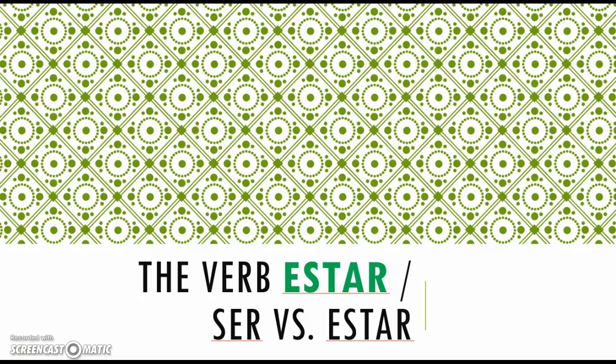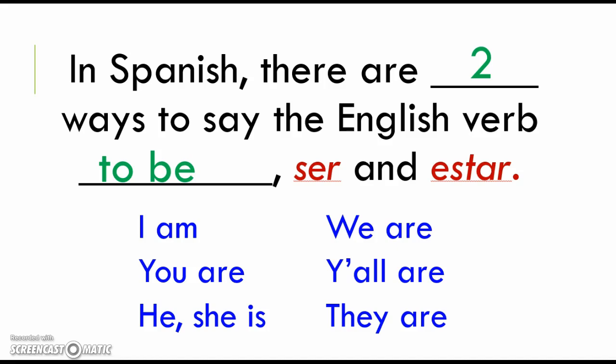Bienvenidos. Hoy vamos a hablar de la conjugación del verbo ser y la diferencia entre el verbo ser y estar. En español se puede decir la palabra to be con los verbos ser o estar. So unlike in English, there's more than one way to say the word to be in español. So we need to learn the difference.